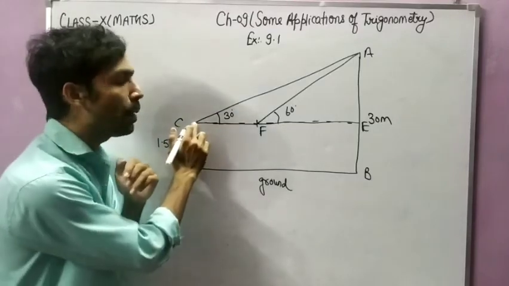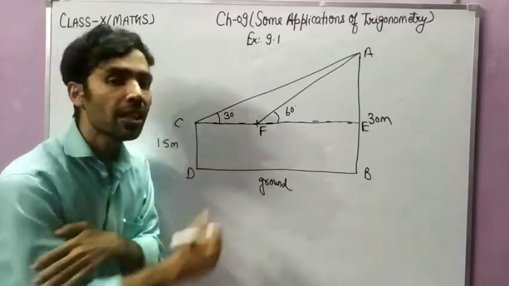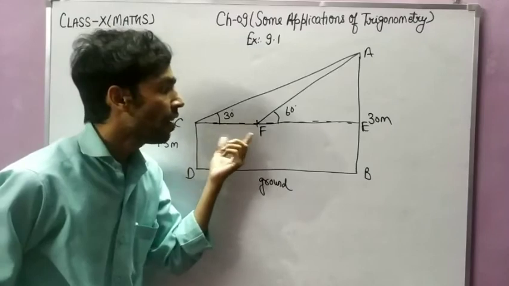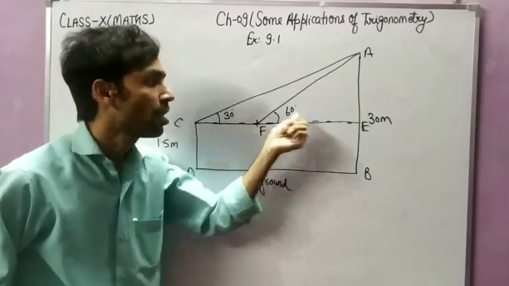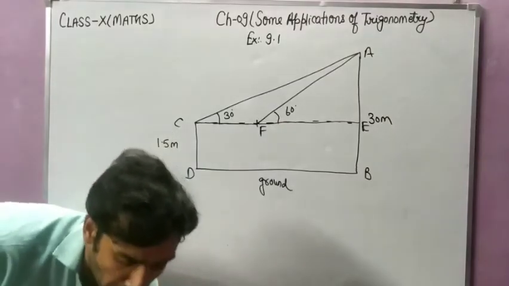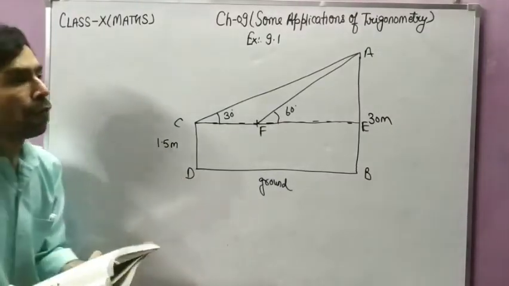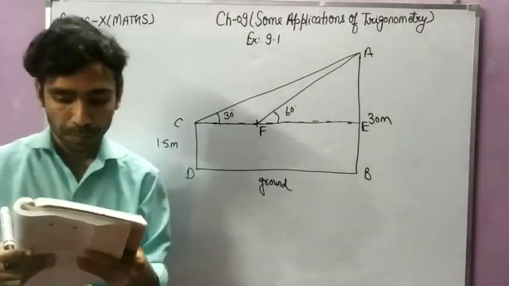तो देखो, at point C the angle of elevation was 30 degree, and after covering CF distance towards the building, the angle of elevation at F becomes 60 degree. Okay, so that much figure we can draw from the given information.